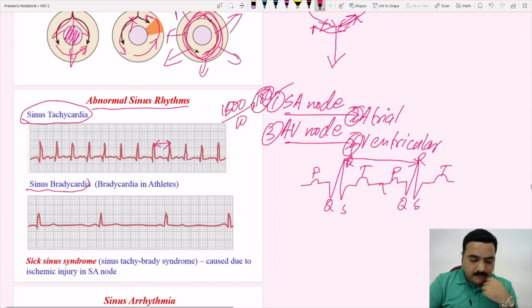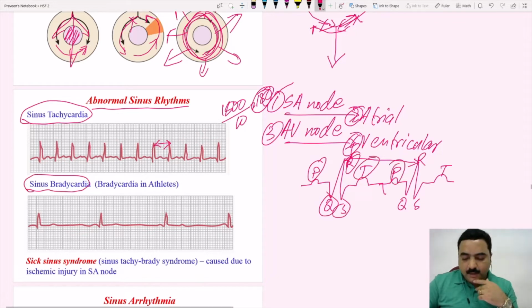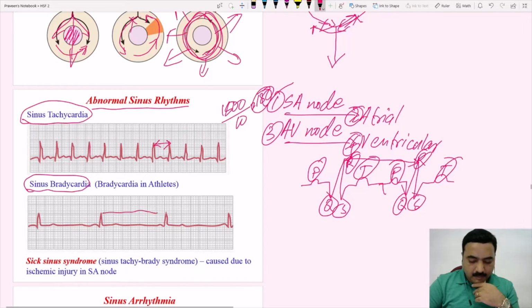The next thing we need to say is the sinus bradycardia. Here also you have all the waves like P, Q, R, S, T, and then again P, Q, R, S, T. All the waves will be regularly seen, but the problem is again the rate. You can see the distance between the RR. Here you can see how many big boxes? 1, 2, 3, 4, 5, 6, 7.